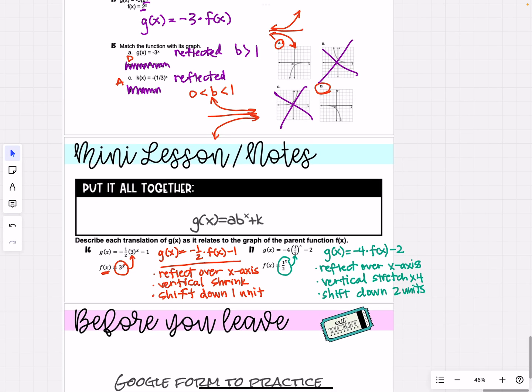All right, so hopefully this helps you understand transformations with exponential functions.